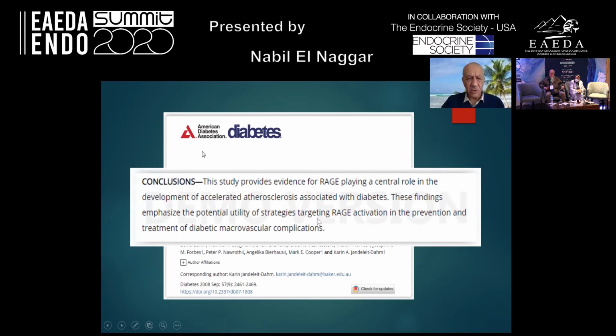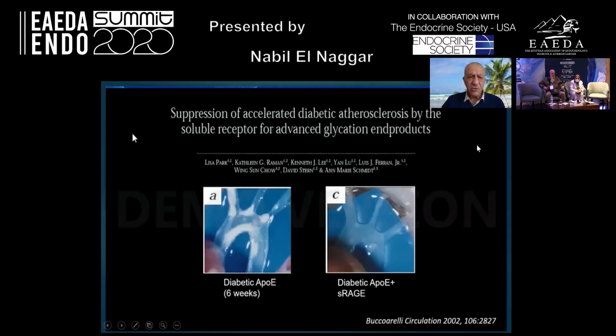diabetic macrovascular complications. Here is a slide showing you that the knockout or the blocking of these receptors, the RAGE receptors, with the soluble receptor, soluble RAGE, can alter the expression of the diabetic plaques, a marker of atherosclerosis in diabetic patients. As you can see here, the number and the extent of the plaques are much more diminished in those animals where the RAGE has been knocked out.